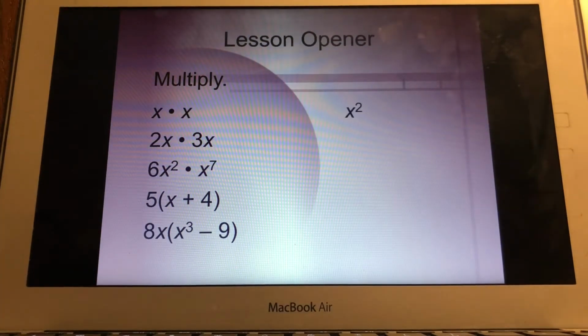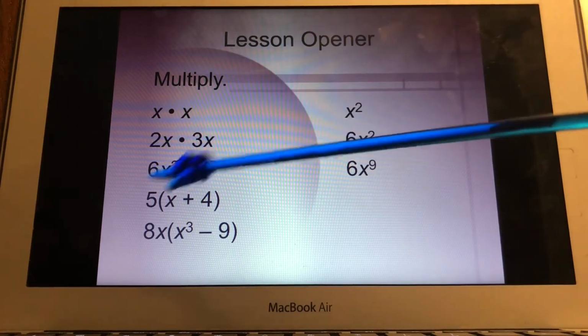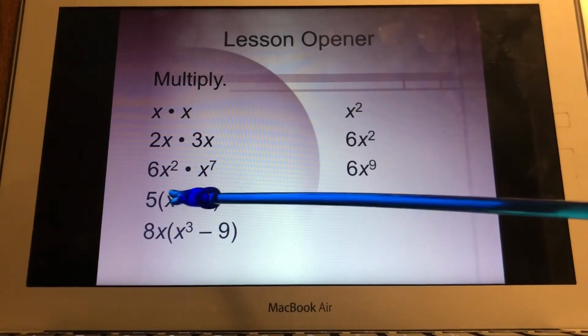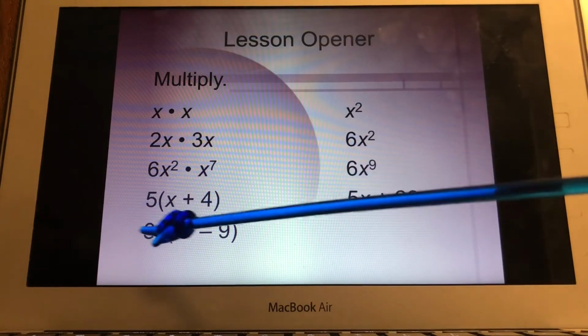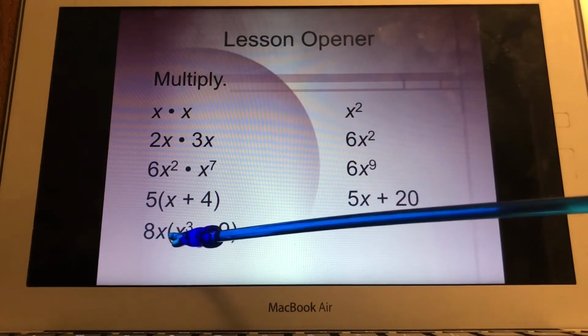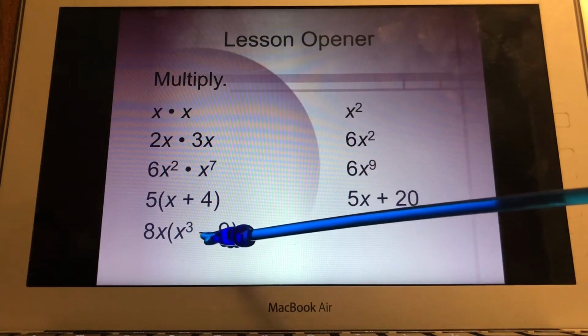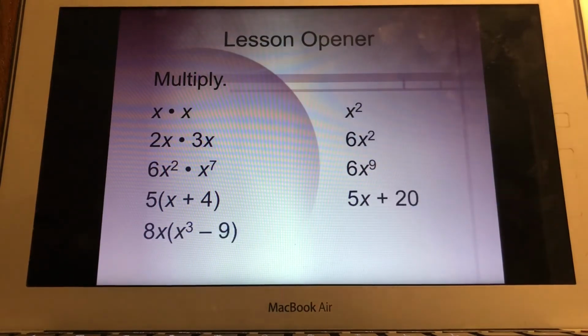x times x gives us x squared. 2x times 3x gives us 6x squared. 6x squared times x to the 7th power gives us 6 times x to the 9th power. You add the powers there, right? Then here, you have to distribute the 5 through the parentheses, right? So we've got 5x plus 20. Same thing here. This is going to be 8x to the 4th power minus 72x. And there you have it there.